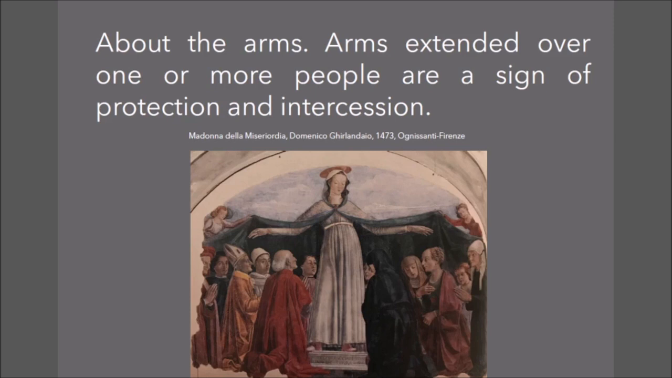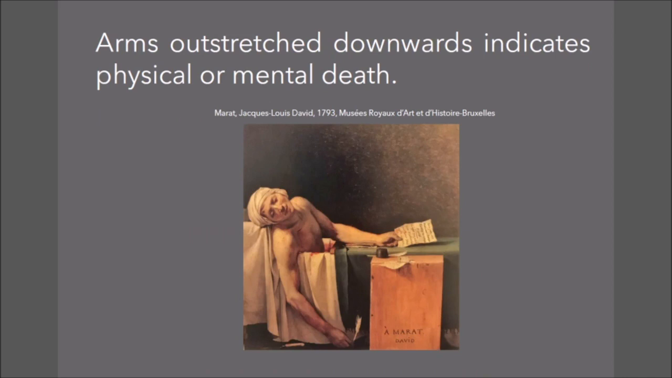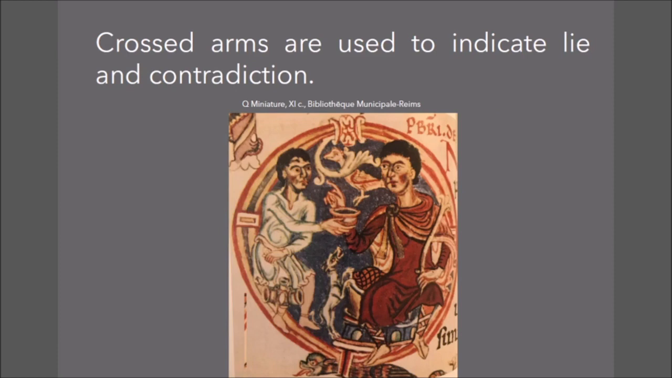About the arms. Arms extended over one or more people are a sign of protection and intercession. Arms outstretched downwards indicates physical or mental death. Crossed arms are used to indicate lie and contradiction.